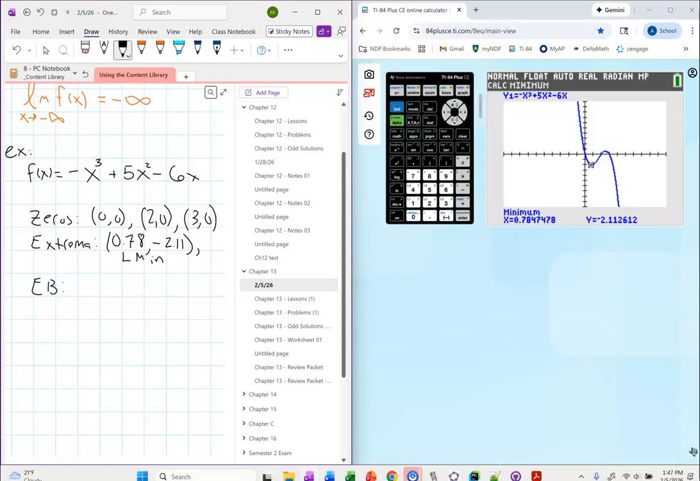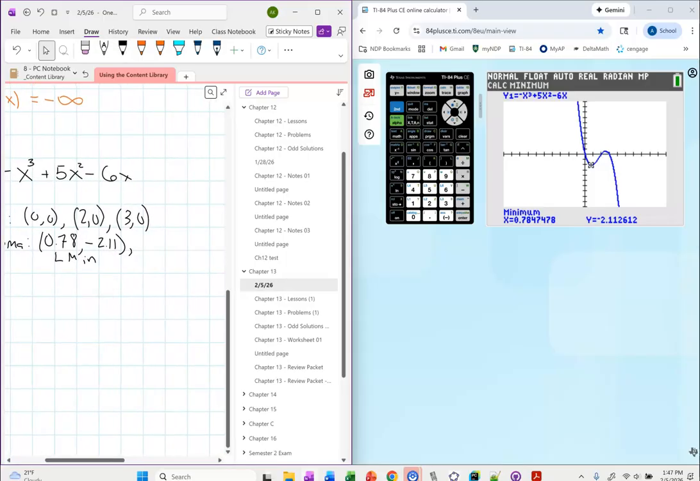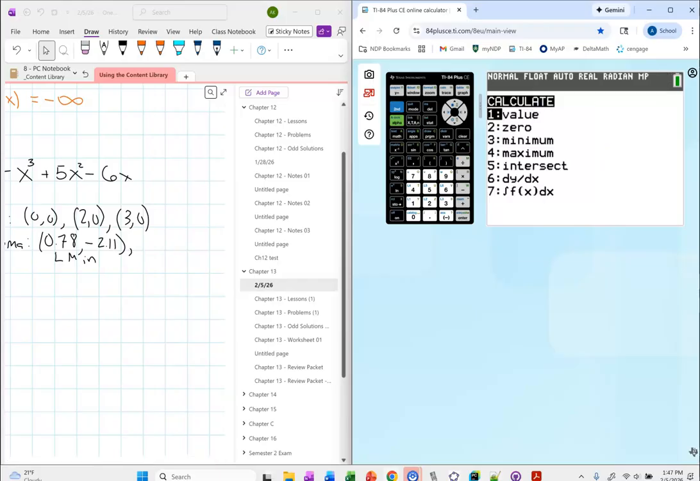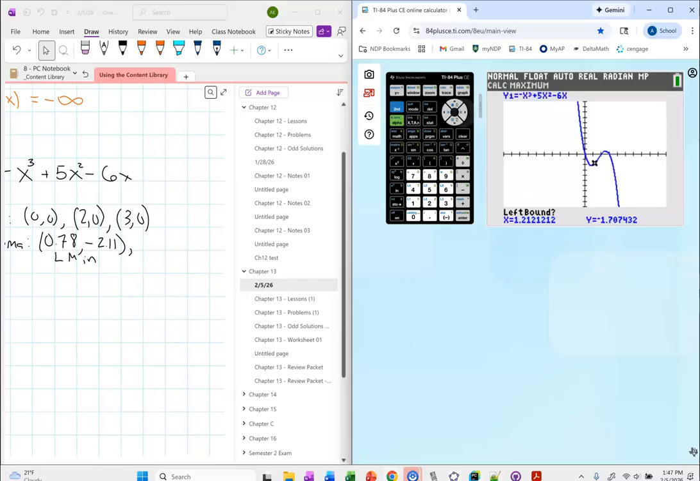Everybody feel okay there? Try to find the local maximum now on your own. So just repeat the same process with the maximum command. I'll do the same thing up here. We'll compare answers here in a moment.